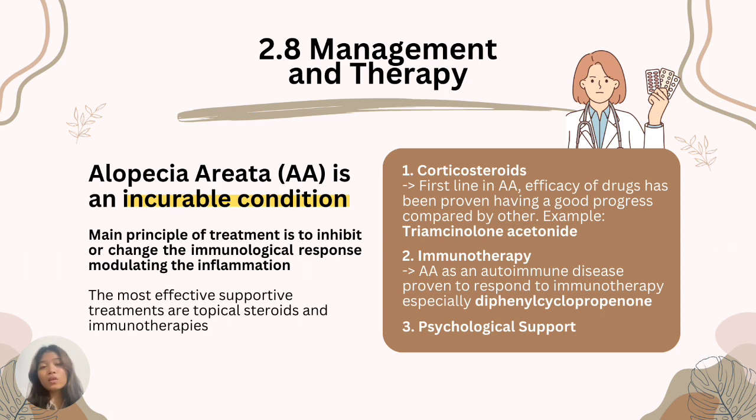And next is psychological support. Alopecia is associated with psychological burden. Many psychological disorders could happen, such as depressive episodes, generalized anxiety disorder, social phobia, etc. Providing psychological support is expected to improve patients' quality of life with alopecia areata.